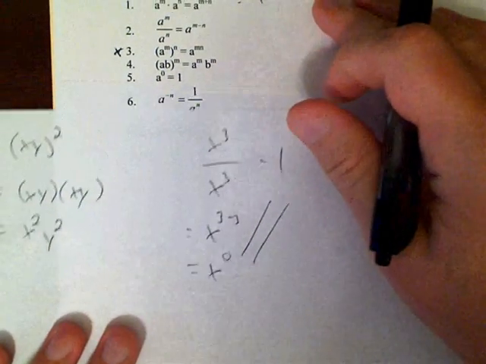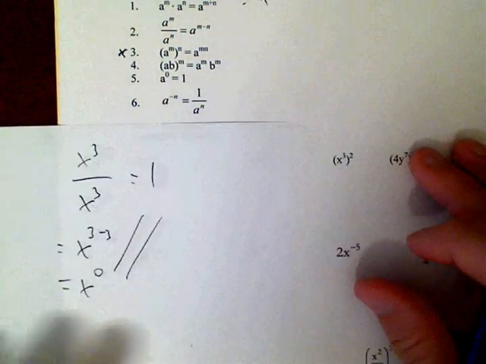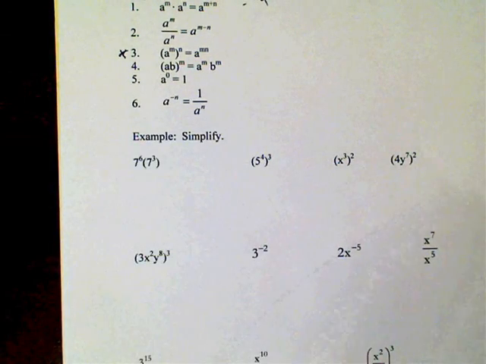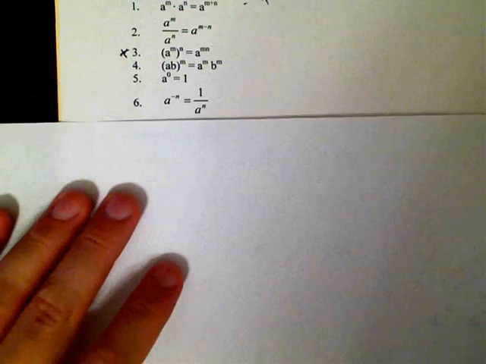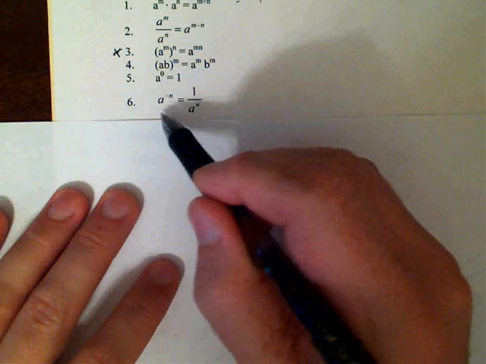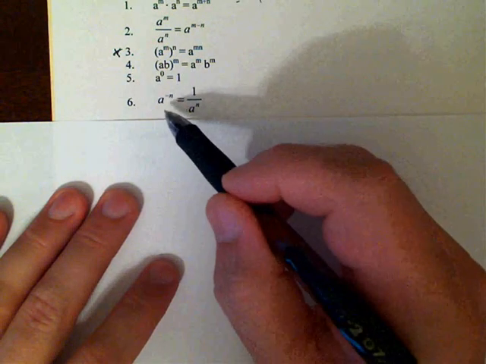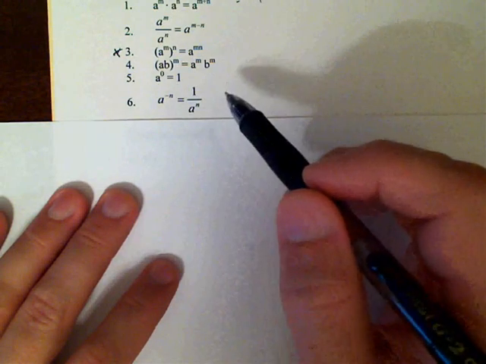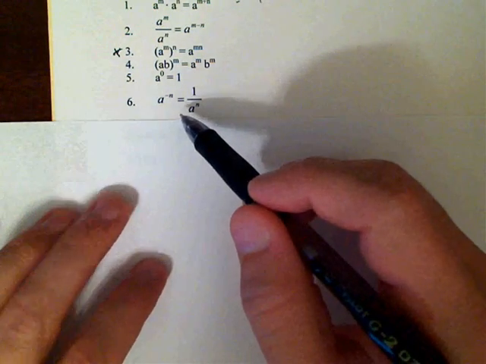And then this last one, rule number 6, is big time. It's a big rule to remember and to consider. I call this the flipping base rule. This a is actually an a over 1. So when you flip it over, the exponent changes from a negative to a positive. So in other words, when you flip the base, the sign changes. I call it the flipping base rule.